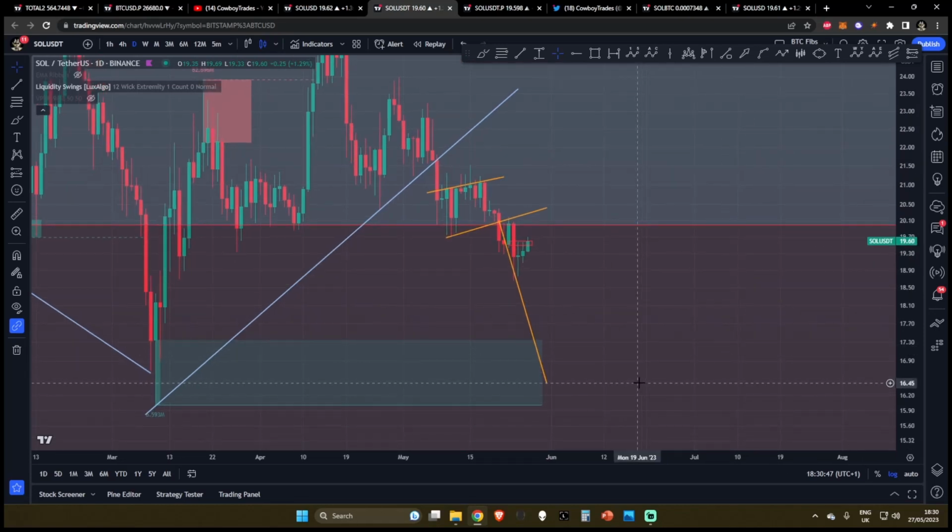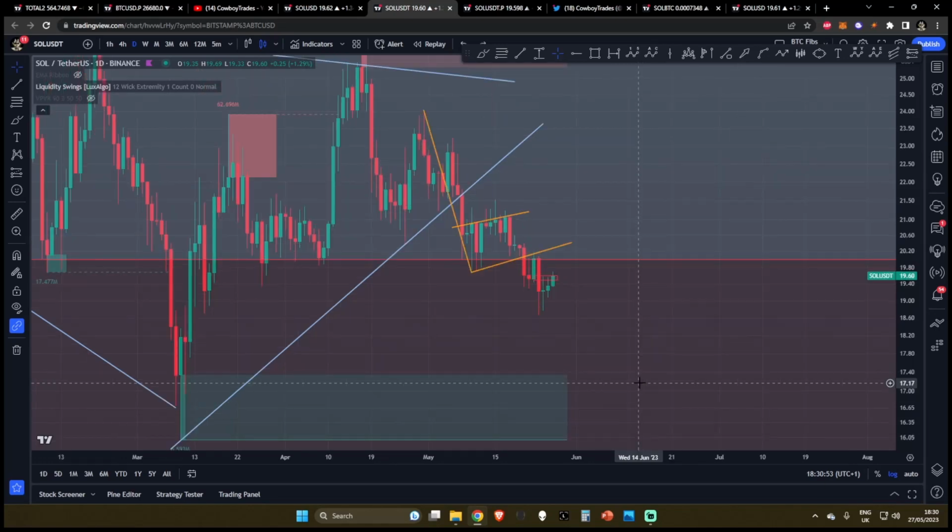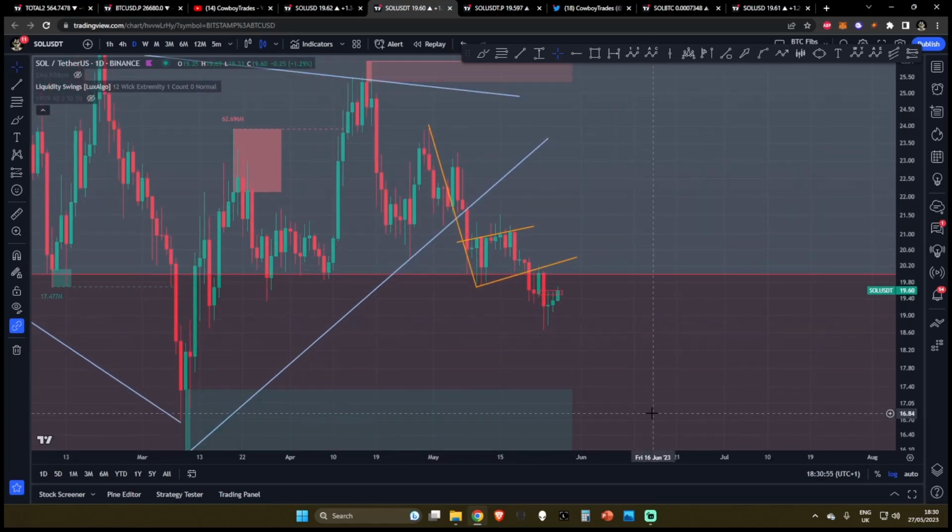So if we once again identify the price target of this bear flag, it is going to be down here at $16.45. Just wanted to update you on that front on what is happening.